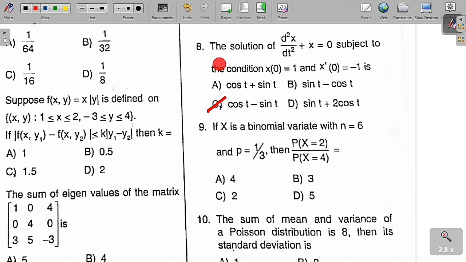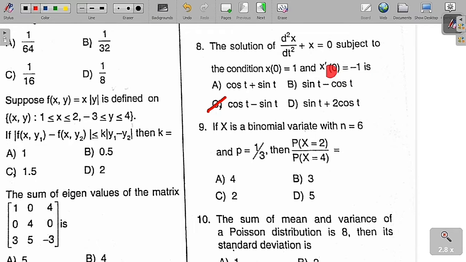So now we are going to solve another question. See the question here. The solution of d square x by dt square plus x is equal to 0, subject to the conditions x of 0 is equal to 1 and x dash of 0 is equal to minus 1. So this is a differential equation they have given: d square x by dt square plus x is equal to 0, and the conditions are x of 0 is equal to 1 and x dash of 0 is equal to minus 1.